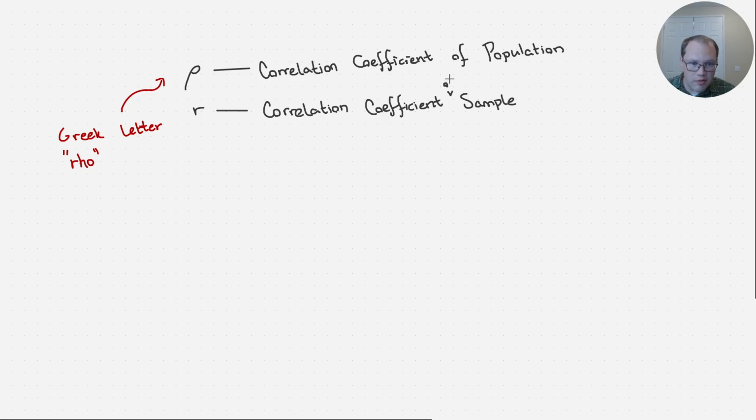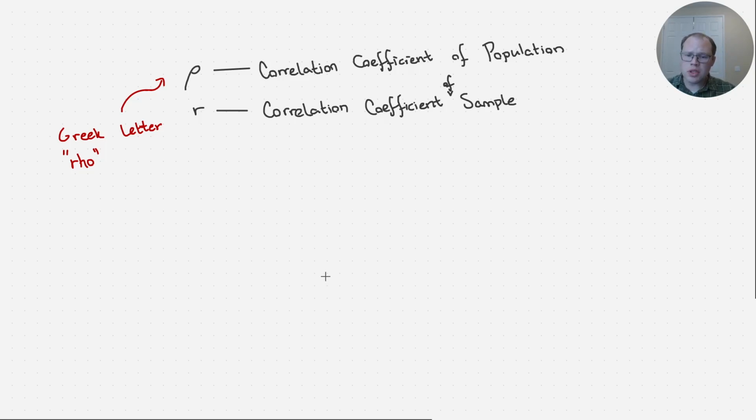Should have the word "of" here also. Okay, so we have two letters here, r and rho. Rho is the thing that we actually want to hypothesize about. We want to know if there's a correlation for the population. But r, the correlation coefficient of a sample, that's what we can actually calculate.